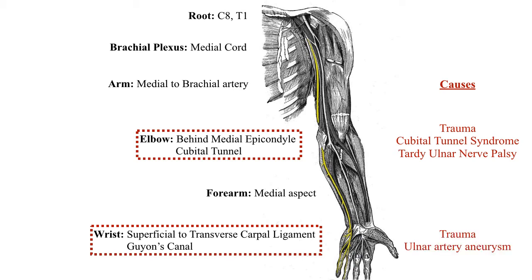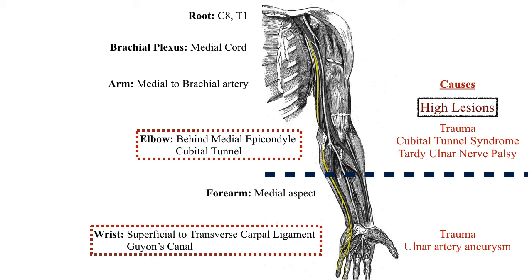In the region of the wrist, again, any fractures or dislocations around the wrist, and aneurysm of the ulnar artery which runs along with the ulnar nerve can also cause compression of the ulnar nerve. Any lesion which is above the forearm, that is in the region of the elbow, is called a high level lesion, and any lesion below that is called a low level lesion.